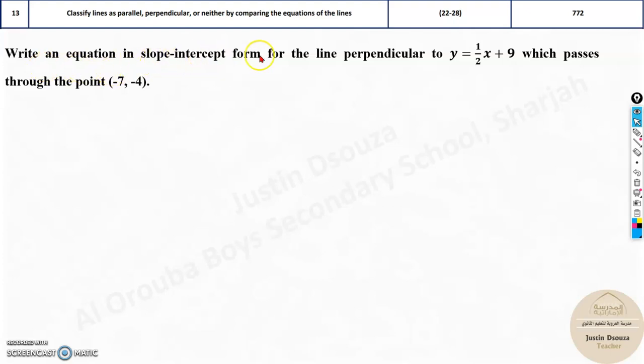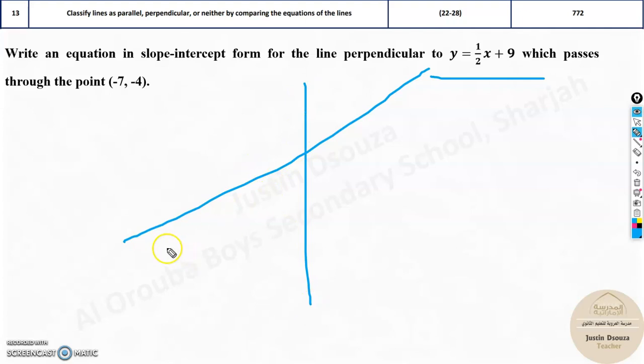Write an equation in slope-intercept form for the line perpendicular to y equals half x plus 9, which passes through the point (-7, -4). Now what this means is they have given an equation. This is the particular equation, and we need to draw a line, not this one. This is 0.5x, a positive slope, it will go something like this, and the y-intercept is at 9.